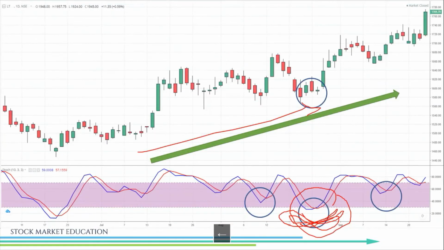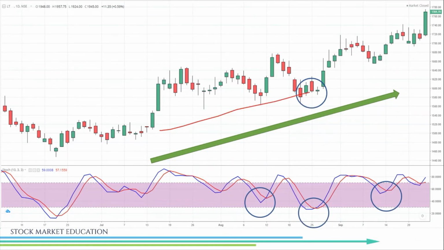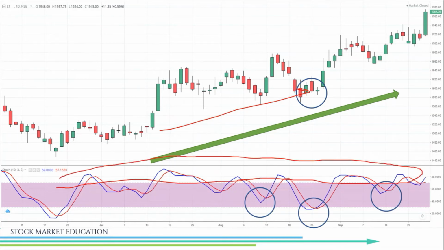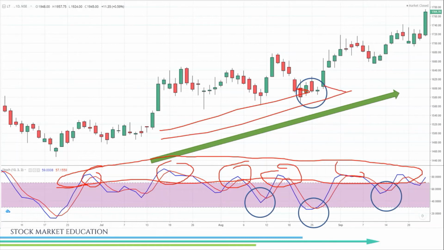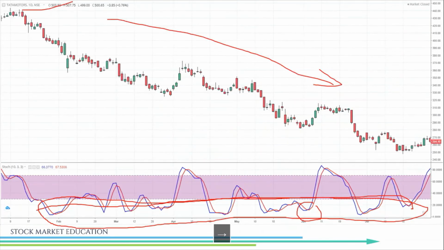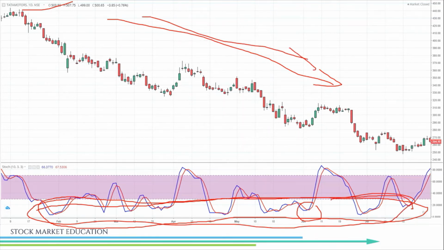And here in the previous charts we saw that in an uptrend, the stochastics was most of the time in the overbought zone. So every sell signal will not be a sell signal or a short selling opportunity when the stock is in an uptrend. Similarly, for a downtrend, the stochastics can remain in the oversold zone when the stock is in a downtrend.